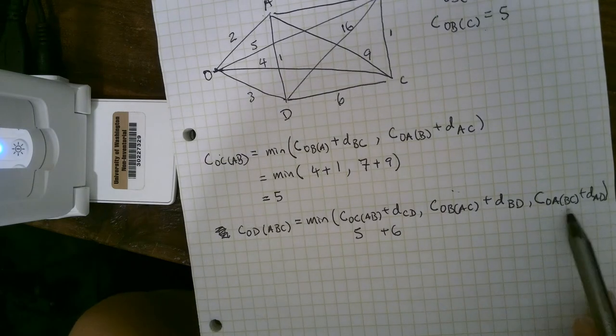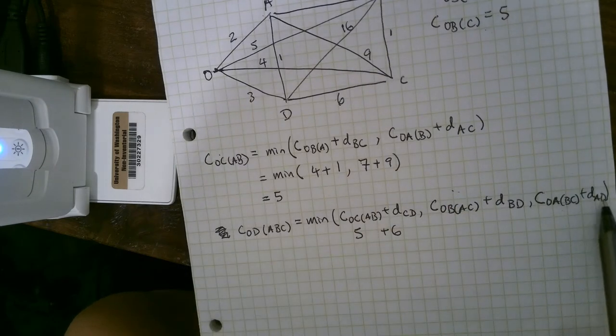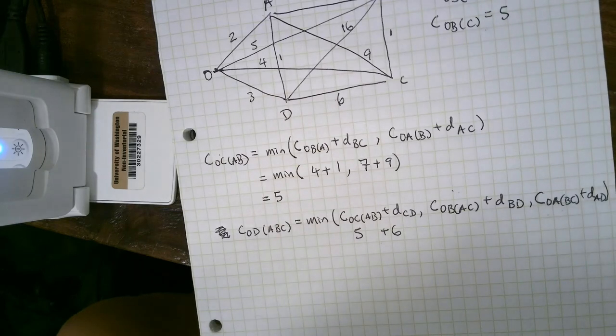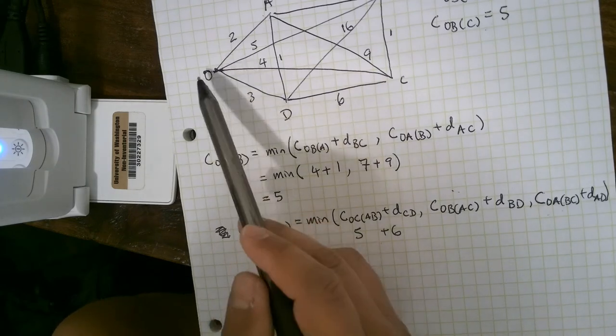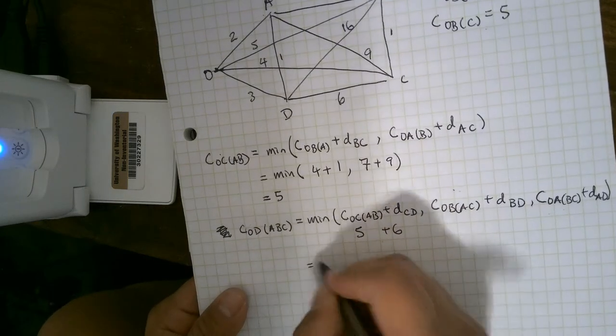And then the cost from O to A going through B, C, whatever that is, plus the distance from A to D, which is 1. So maybe that's smaller than 11, maybe not. And then we would store this. Except this is almost done. So once we've stored paths of this length, going from O to one of these cities, visiting all the other cities, we'll have this as some number.